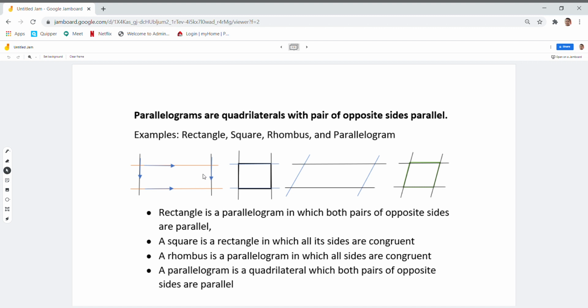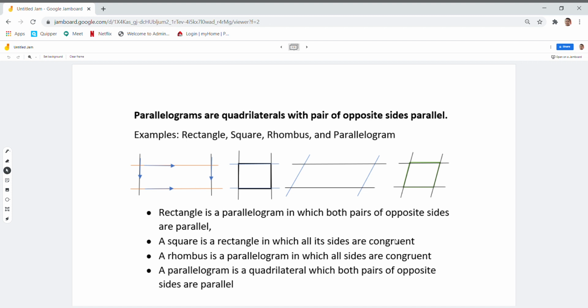Parallelograms are quadrilaterals with pairs of opposite sides parallel. This is by definition what parallelograms are. Again, quadrilaterals with pairs of opposite sides parallel. Look at the illustration. Here is the rectangle. If you are going to extend the sides, the opposite sides, they are parallel. So there are two pairs of sides parallel in each of the examples here: rectangle, square, the parallelogram, and the rhombus.